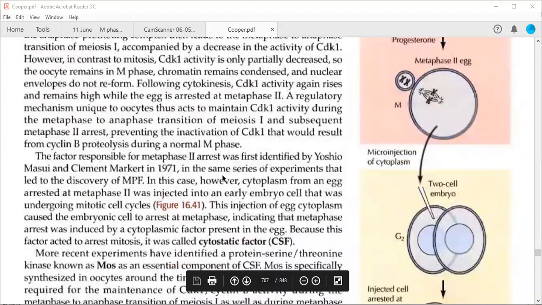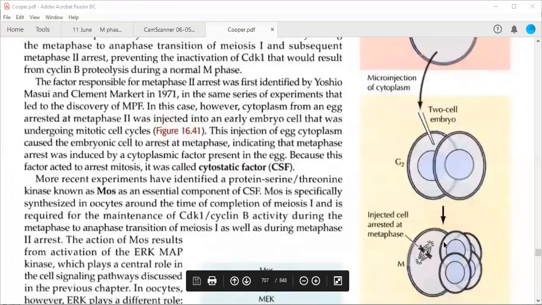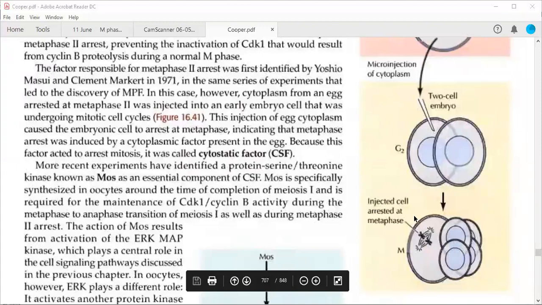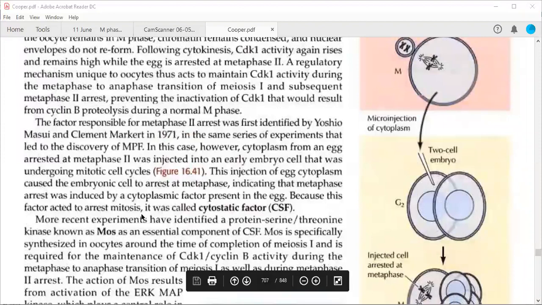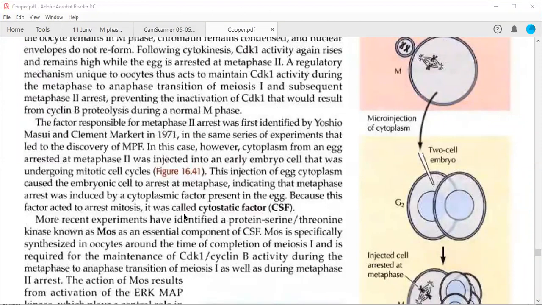Something has been discovered. If you take some cytoplasm from here and microinject it into another cell which is in G2 phase of the cell cycle, then the G2 cell can come into the M phase of the cell cycle. Therefore, it is called MPF, maturation promoting factor. And this type of arrest can also be called cytostatic factor, because it is required to arrest the cell in this particular state.